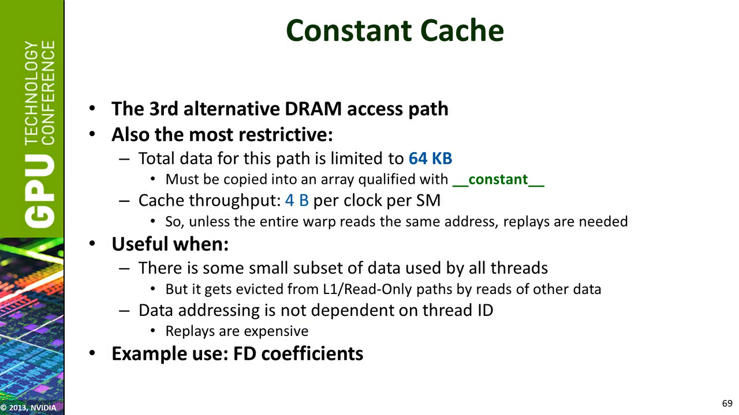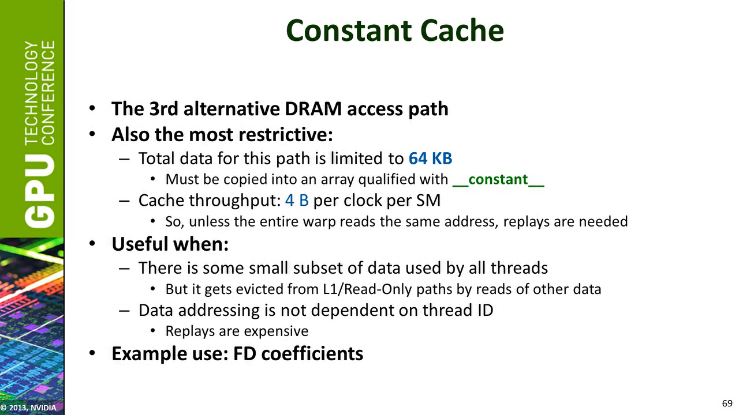Constant cache. So I think you asked about it earlier. This is the third and last path to access DRAM data. It's also the most restrictive one. If we look at its performance, first of all, the data that can be accessed via this path is limited to 64 kilobytes on the GPU total. That's it. That's why it's called constant cache, because it's really used for a small set of constants that are uniformly used by all threads. And it has to be pretty small because that's all you have to work with chip-wide.